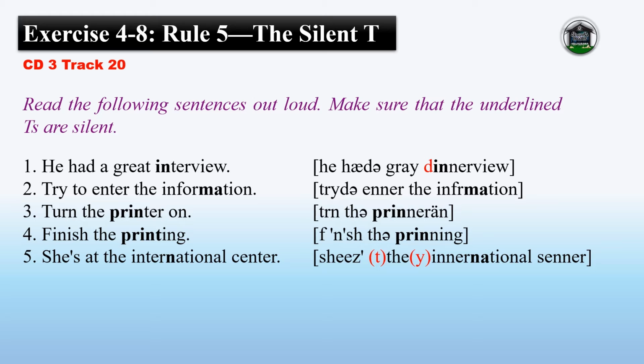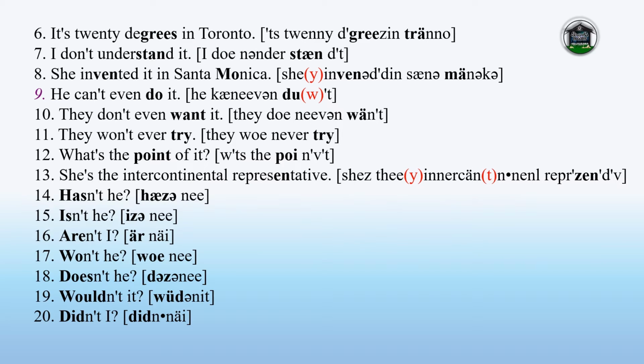5. She's at the International Center. 6. It's 20 degrees in Toronto. 7. I don't understand it. 8. She invented it in Santa Monica. 9. He can't even do it. 10. They don't even want it. 11. They won't ever try. 12. What's the point of it? 13. She's the Intercontinental representative.